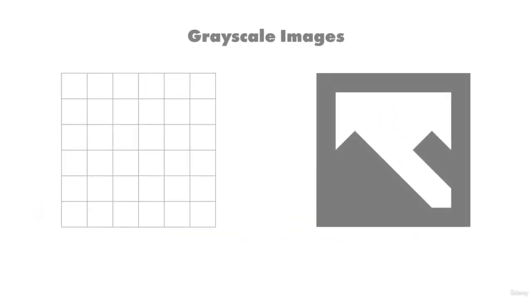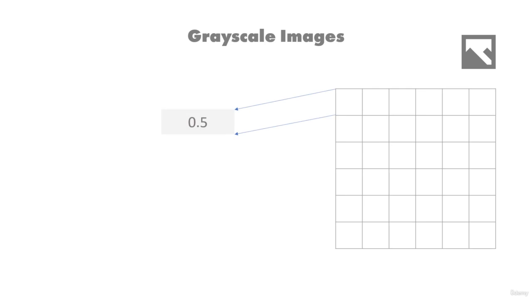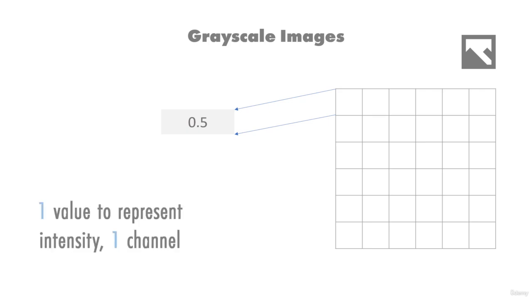Now let's talk about grayscale images. Images can also be represented using grayscale. Here we just need one value to represent a particular pixel in this image, and that value represents the intensity of that pixel. Every pixel's intensity information can be represented by a number between 0 and 1. For example, a grayscale image will be a matrix where every pixel can be represented by one value. A single channel image, and the value represents the intensity.